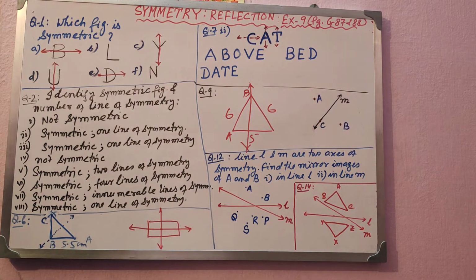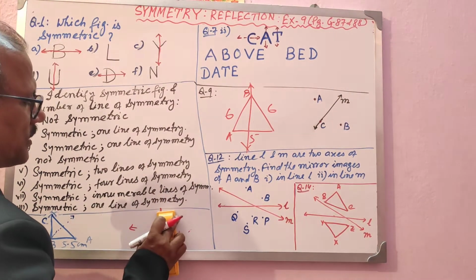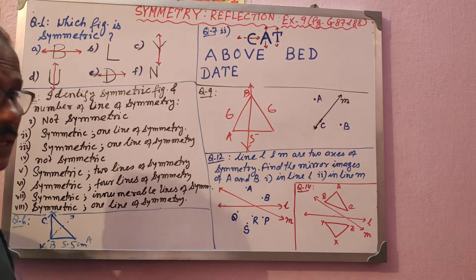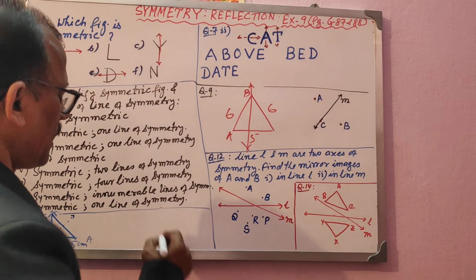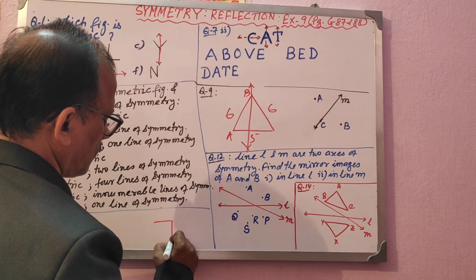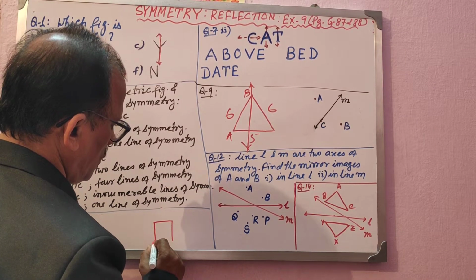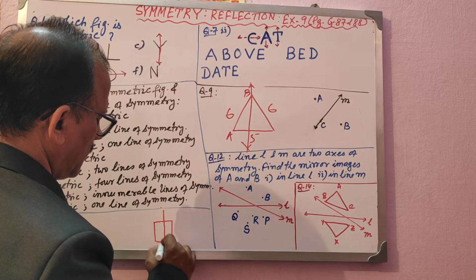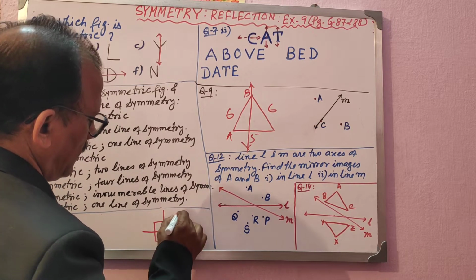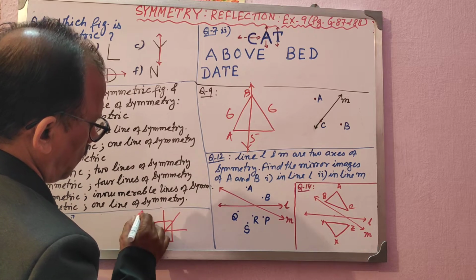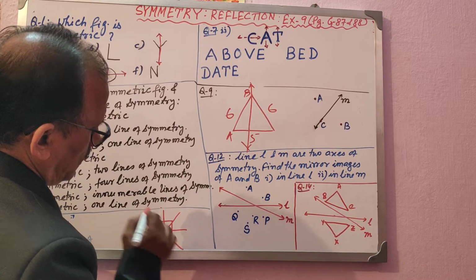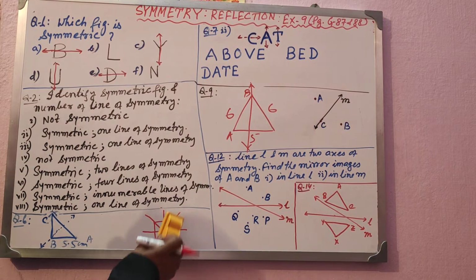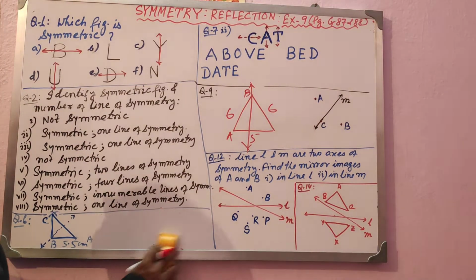Similarly, a square will definitely have 4 lines of symmetry: one vertical, another horizontal, and 2 diagonal also. So a square will have 4 lines of symmetry. How? I will show you. I have shown it in the previous video. First vertically, then horizontally, then diagonally, both. So it will have 4 lines of symmetry like this.